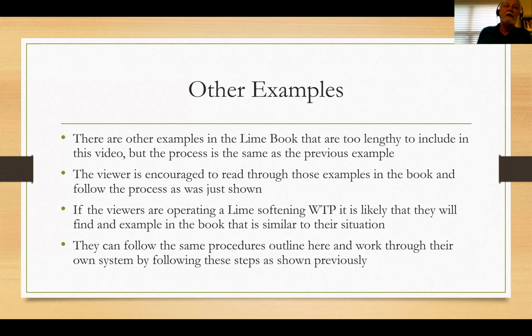So there are other examples in the line book, softening of water, and you're encouraged to read those and go through them. I want to talk a little bit about them, though. We don't have enough time here today to go through them, but I want to talk to you about why we would use those other types of softening methods. They're still precipitative softening, but different ways of operating a two-stage system instead of a single-stage system. So let's talk about those a little bit.